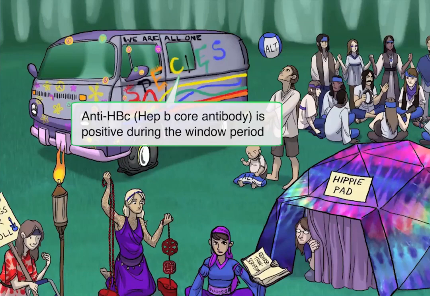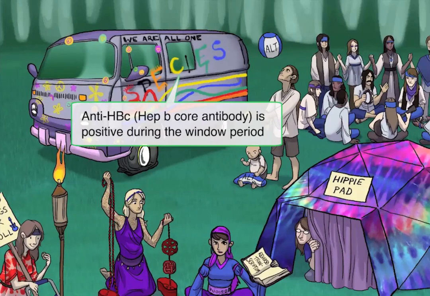This is to illustrate that anti-Hep B core is positive in the window period, or the period when the patient has started to develop anti-Hep B surface antibodies, so the antibodies have started to bind the Hep B surface antigens, and neither the antibodies or the antigens may be detectable. Hence, it's a window period and may give false reassurance that a person is not infected. However, if you remember to check anti-Hep B core antibodies, it will be positive and can tell you that they do have an infection.